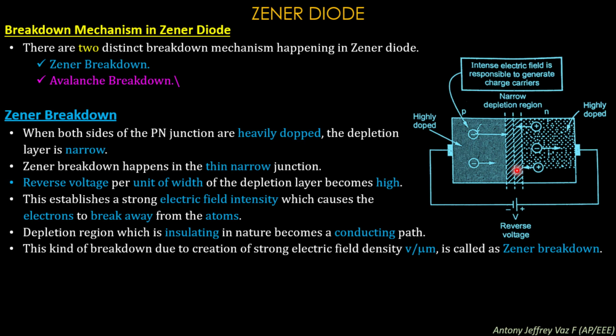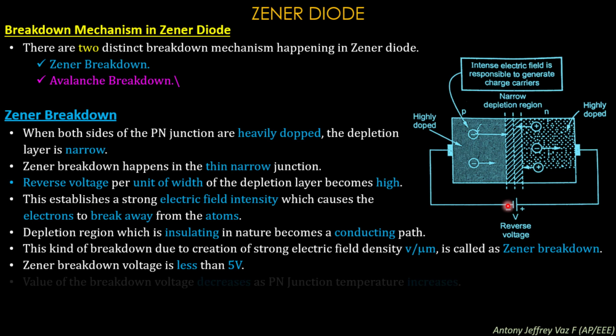This kind of breakdown, due to the creation of a strong electric field density in volts per micrometer, is called a Zener breakdown. Due to the applied reverse voltage in the heavily doped, very narrow depletion region, the high electric field density, represented in volts per micrometer, causes the Zener breakdown. Zener breakdown voltage is less than 5 volt. So the voltage required to break down the Zener diode will be less than 5 volt.